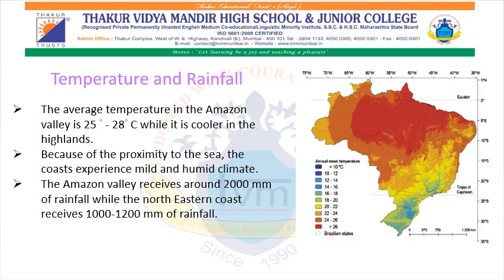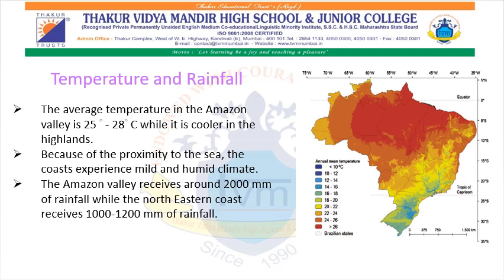As we know, two important latitudes pass through Brazil, that is the equator and Tropic of Capricorn. Now most of this country is lying in the tropical zone. As the equator passes through this country in the northern part, the temperature is high over here. The temperature is about 25 degrees to 28 degrees Celsius in the Amazon Valley basin, while it is cooler in the highlands. Because of the proximity of the sea, the coast experiences a mild and humid climate.